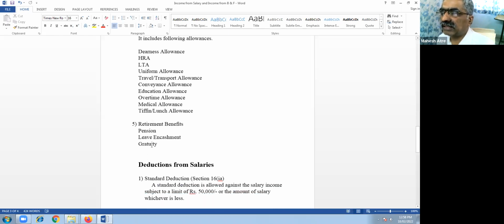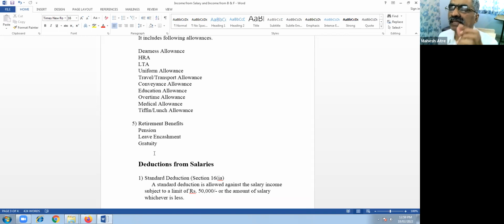The last part of salary is the retirement benefits. In case of government employees, they get pension after retirement. Pension is also a part of salary. Please note, even though the employee is no more in service, he gets pension, and it is income from salary. Why? Because the employee is getting pension out of the employer-employee relationship. So pension is also a part of salary.